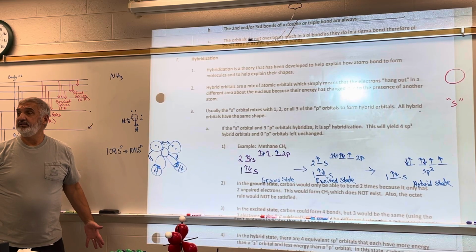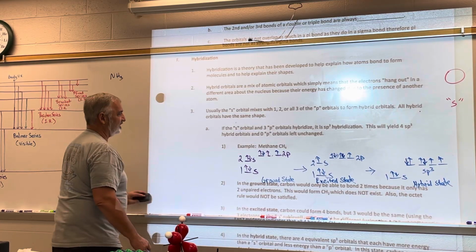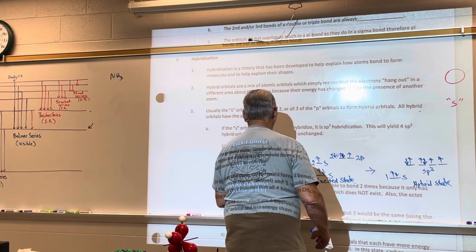What if we have a double or triple bond? Turn the page in your notes. I'm not going to turn the page.